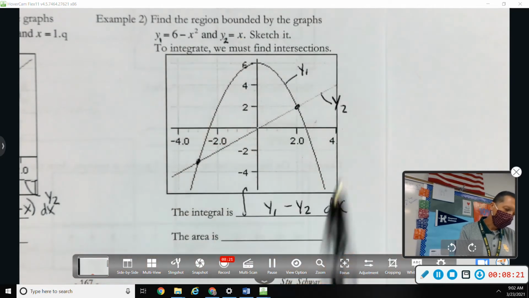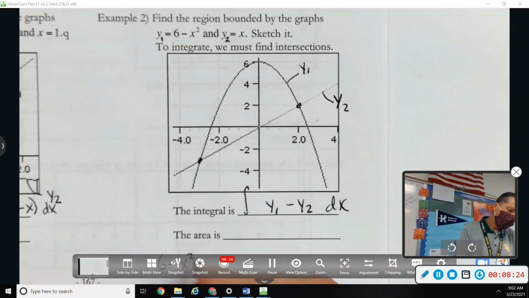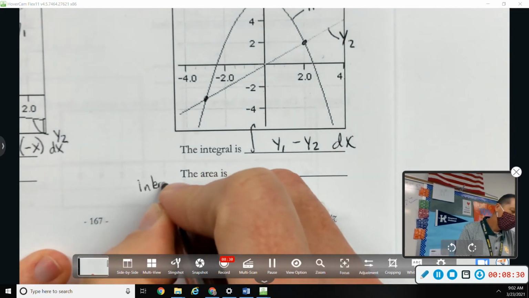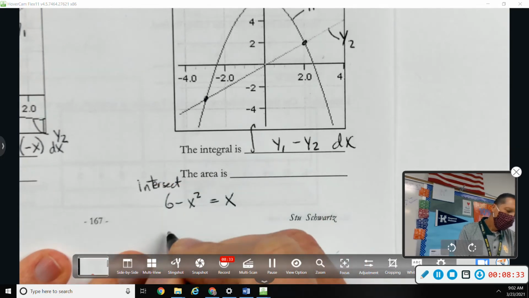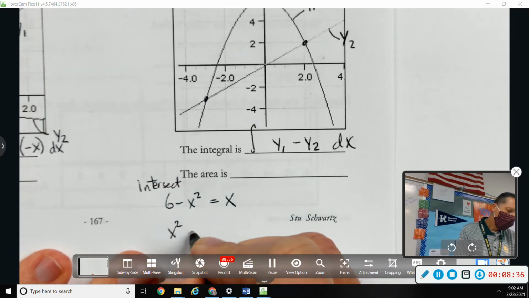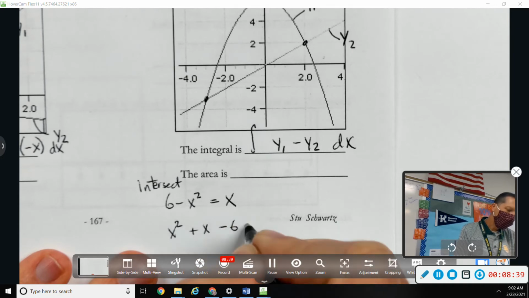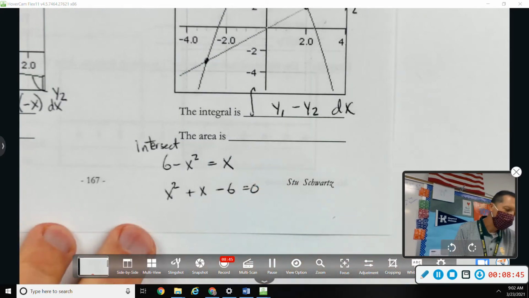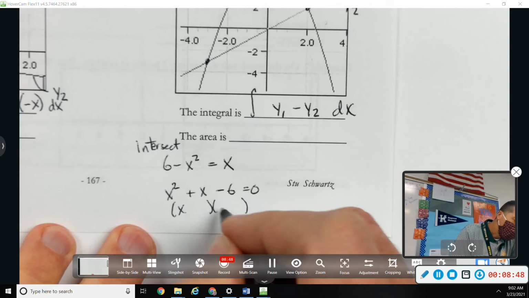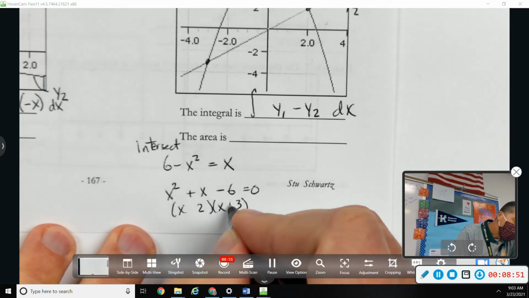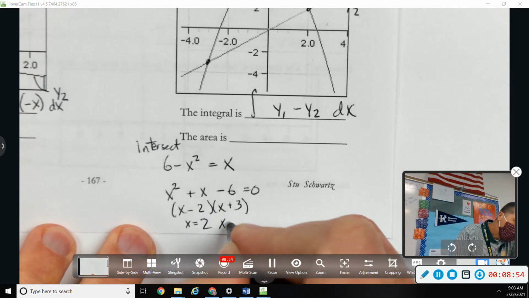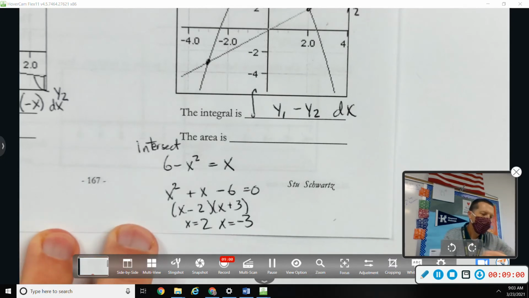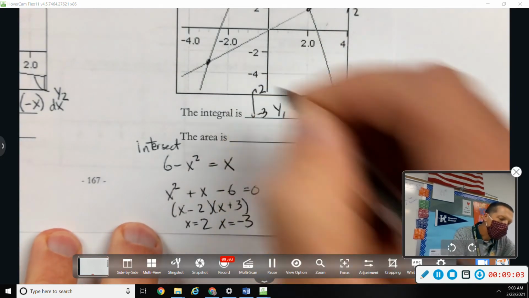Now, I need to know where they intersect. So where does 6 minus x squared equal x? So x squared plus x minus 6, if I move everything over. I mean, we have a picture, so we could guess that it's 2 and negative 3, but let's make sure. So, yeah, sure enough, they intersect at negative 3 and at 2. So from negative 3 to 2.